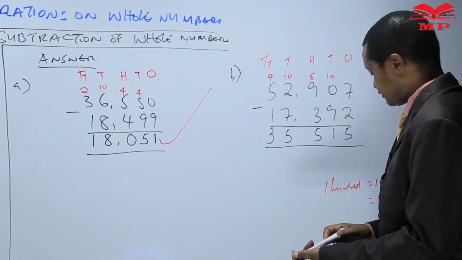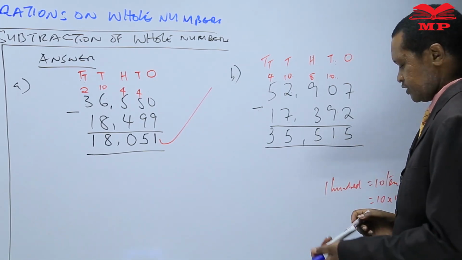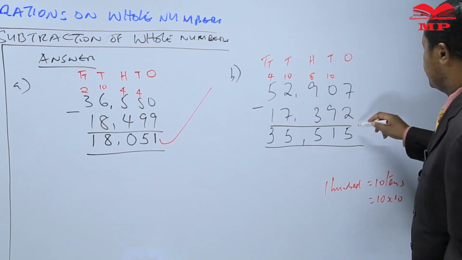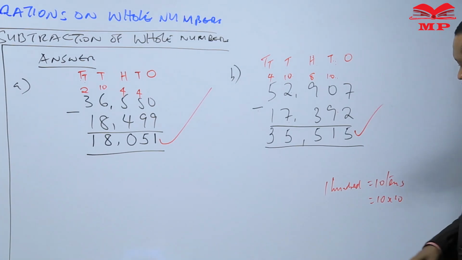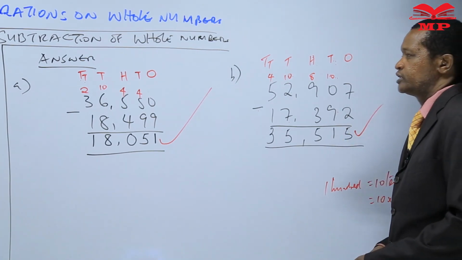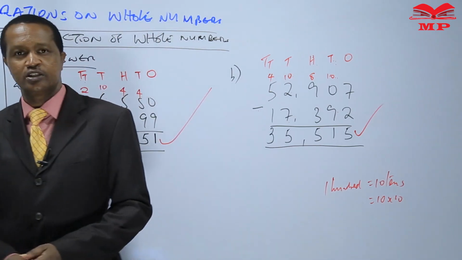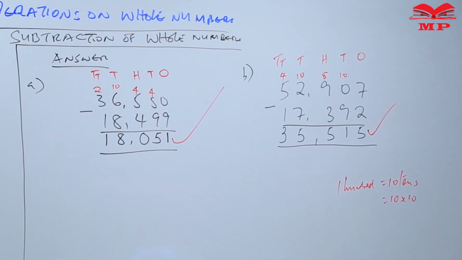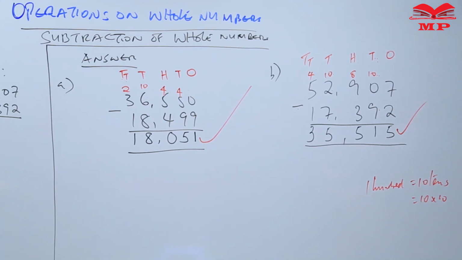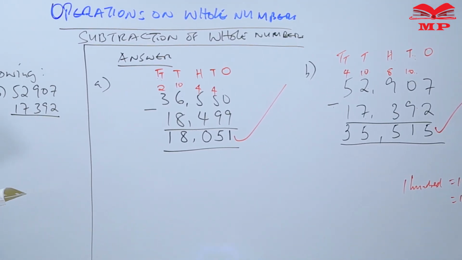The answer is 35,515. So that is how to subtract whole numbers. So learners, we'll skip part C and D so that we can do some word problems.